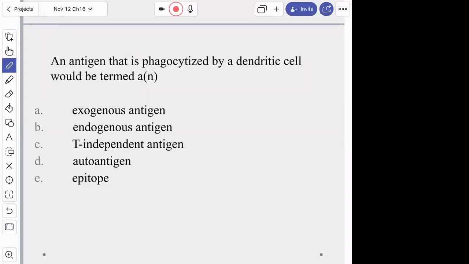So an antigen that is phagocytized by a dendritic cell, what would we call that antigen? By definition, that's something that's outside of the cell and then gets phagocytized. So that's going to be an exogenous antigen. Remember, something that's inside the cell would be an endogenous antigen. So something like a virus starts out as an exogenous antigen. Once it's inside of the cell, then we term it an endogenous antigen. That term is going to be important as we get through today, the different kinds of responses we have to both exogenous and endogenous antigens. We're going to talk more about what that means today, but by definition, this is going to be the best answer here.